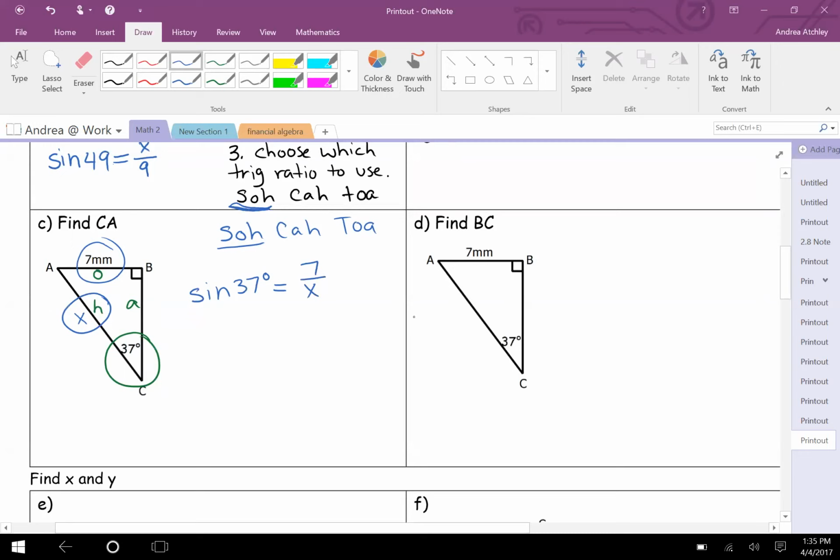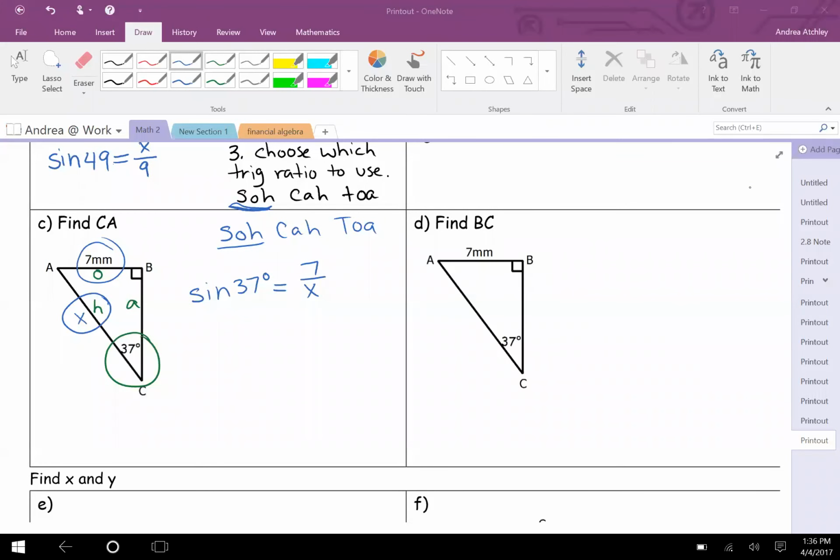Okay, try this one now. Try to find BC. Try and set up your equation. Okay, we're back up here. Let's just check your work. Okay, on the count of 3, I want you guys to yell out which trig function we use, sine, cosine, or tangent. Okay, ready? 1, 2, 3. Okay, good. That is correct.